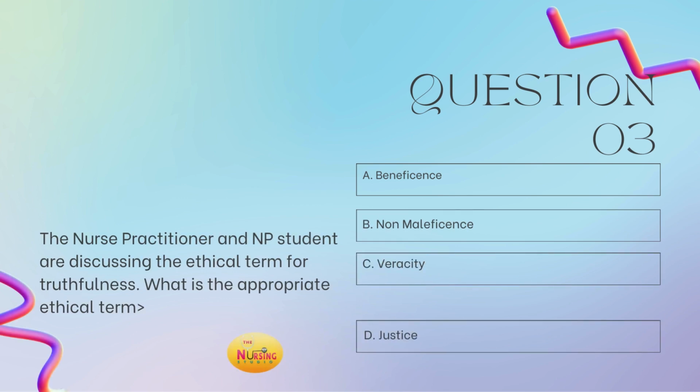All right. And lastly, the nurse practitioner and NP student are discussing the ethical term for truthfulness. What is the appropriate ethical term? Is it A, beneficence, B, non-maleficence, C, veracity, or D, justice? Take a moment and tell me what you got in the comments.